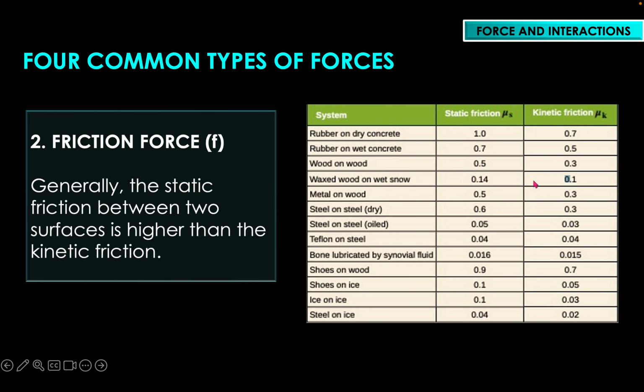In most cases, static friction is higher than kinetic friction. Usually, it's higher to set the object in motion, but once you've set something in motion, once you've overcome static friction, it's easier to keep it moving than to set it in motion to begin with. It's because of the fact that generally, static friction is higher than kinetic friction.